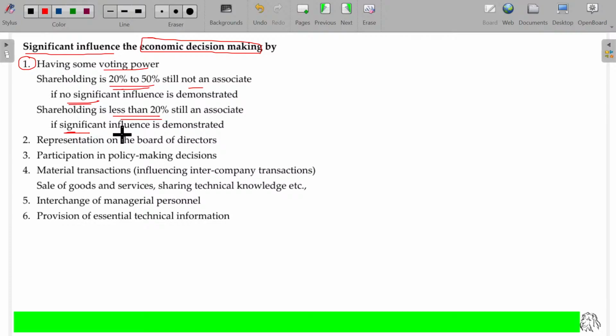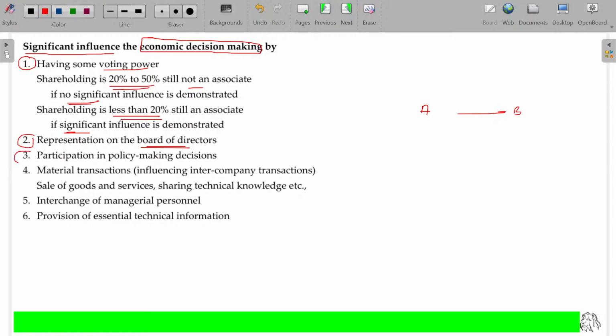And the second one is all about representation on the board of directors. A company can represent, meaning it can have its own related persons appointed as directors in B company. Not necessarily holding more than 20%. Anywhere between even 15 to 20 is also okay. A can dominate B's board of directors to appoint one of its own represented persons.